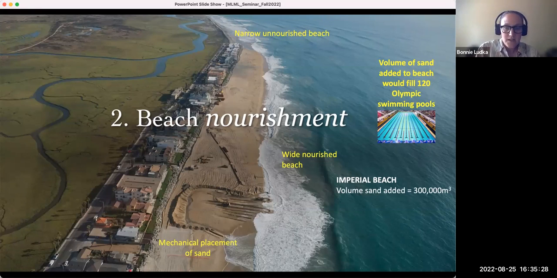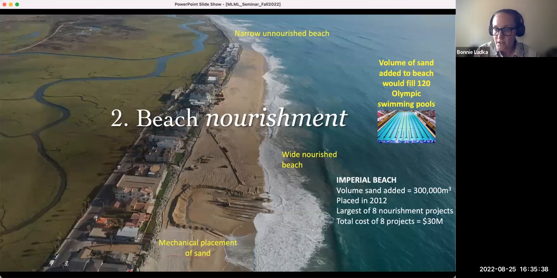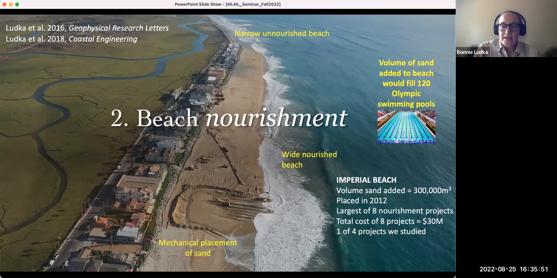So it's a decent chunk of sand, and it was placed in 2012 and was the largest of 8 nourishment projects that were all done around the same time in Southern California. The total cost of those 8 projects was about $30 million. And this was just one of 4 projects that we monitored. And I have some work that compares those different projects in GRL and Coastal Engineering. And if you're curious about what happened at those other sites, you can find that there.